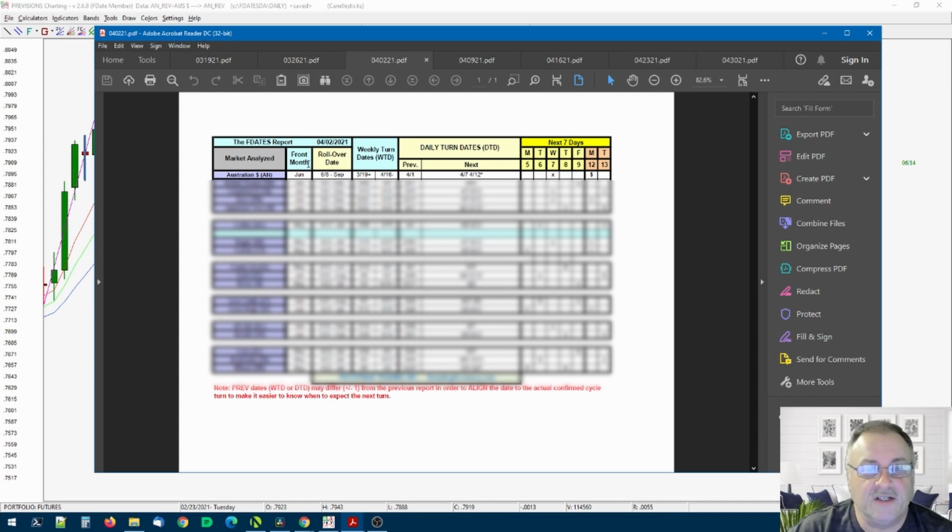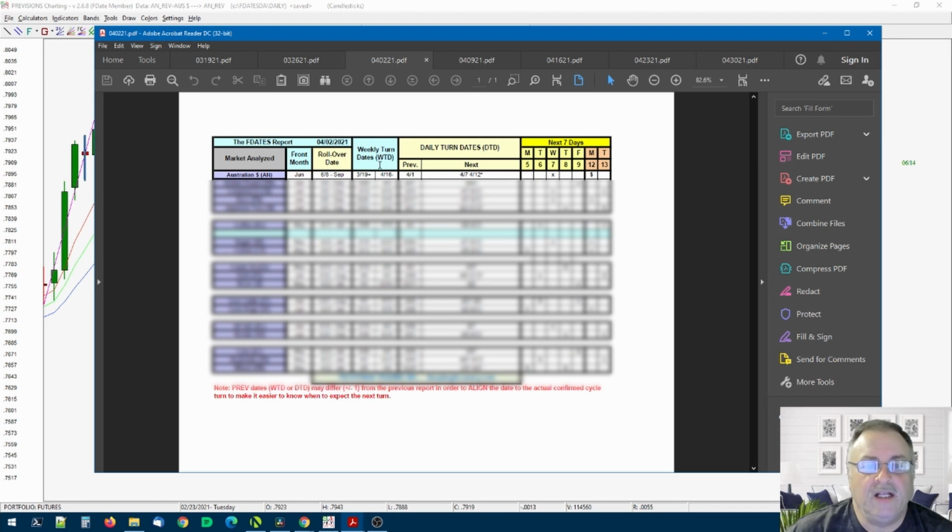We have the column that says front month. That's basically the month that's currently trading, and it's the month that's currently being forecasted. The rollover date gives you the date when to expect to roll over to the next contract month. So for example, you can see in the currencies here, they would roll over from June to September on June 8th, which happened to have been yesterday. So this week's F-date report will show all these as September.